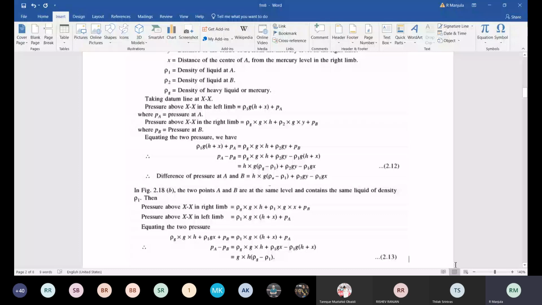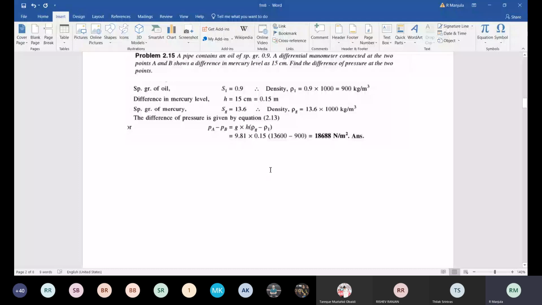So that is how we have to find out. You just go through this problem. A pipe contains an oil of specific gravity 0.9. A differential manometer connected at the 2 points A and B shows a difference in the mercury level as 15 centimeter. Find the difference of pressure at the 2 points.